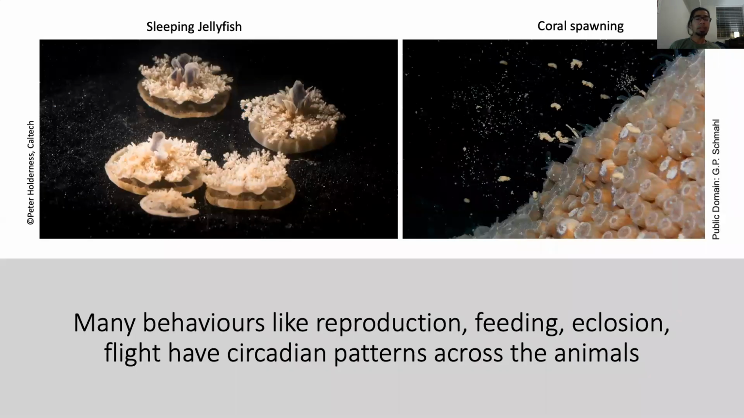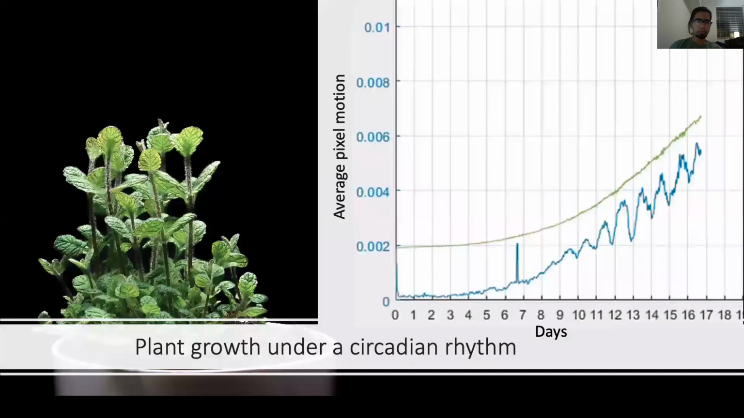Now, circadian control is not just in humans, it's exhibited across the entire animal kingdom. Many behaviors like reproduction, feeding, eclosion, and flight are under circadian control. And this is true not just in animals that have a brain, but also in animals without a central nervous system. There's this really cool research where they found jellyfish also exhibit sleep and wake cycles. And even behaviors like coral spawning can be under circadian control.